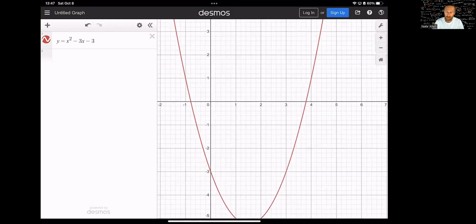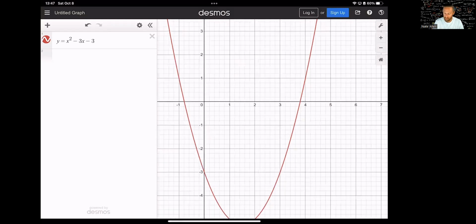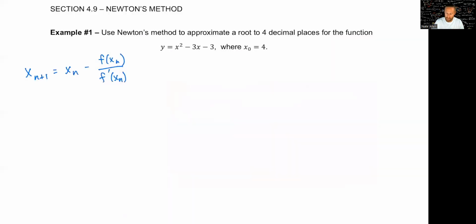But what if we didn't have these capabilities? Should we know how to graph this on our own? Sure. Without any technology, most definitely. And could we see that it gets really close to 4? Hopefully. So then we can choose a value that's really close to one of our zeros and then decide that that's where we're going to start this Newton method iterative process. Okay, so let's do a couple of these and see if we can approximate to 4 decimal places.